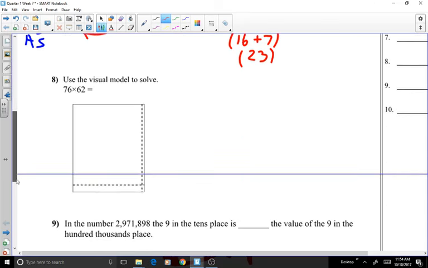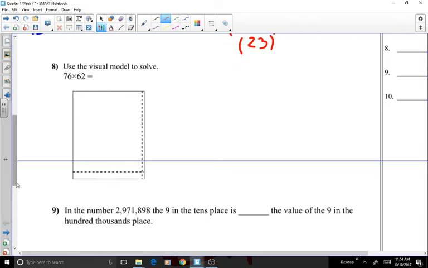Okay, so use the visual model to solve. This is 60 plus 2, 70 plus 6. You're going to get 4 different answers. 6 times 7, which is 42, add 2 zeros, 4,200. 6 times 6 is 36, add a 0, 360.